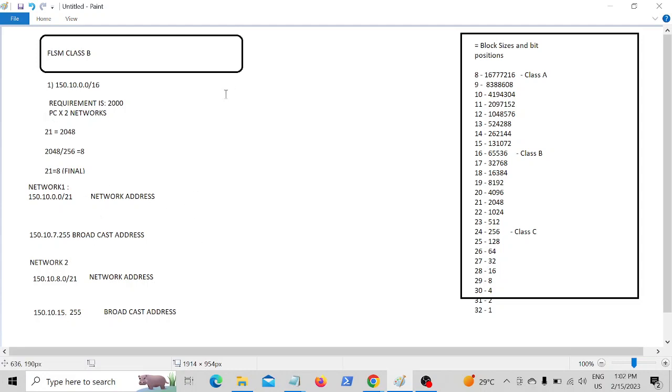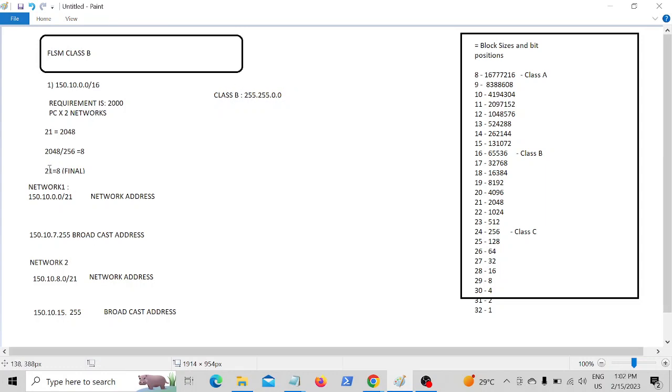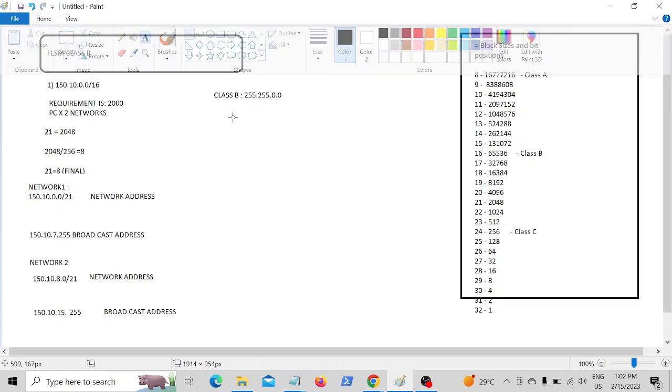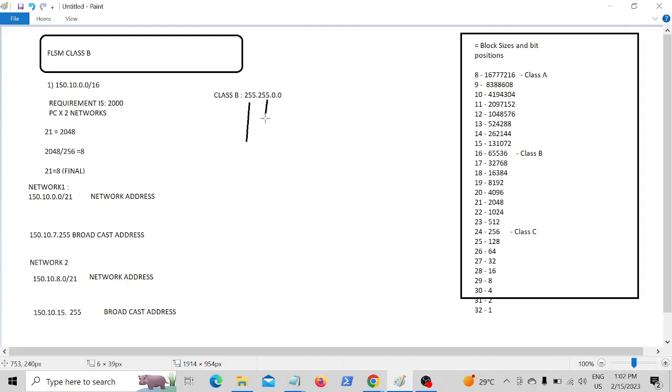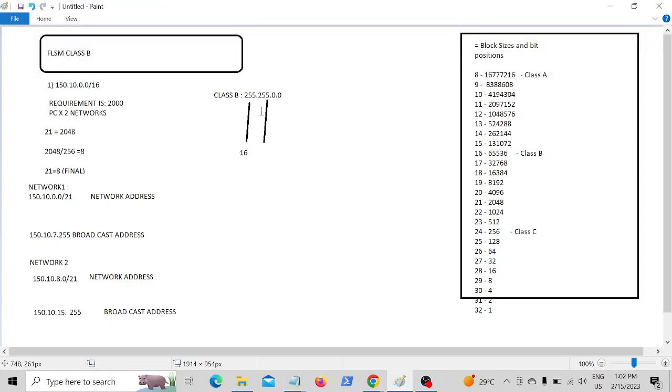Okay, so now for this, what is the class B subnet mask? Class B subnet mask is 255.255.0.0, right? So here our requirement is 21, right? 8 is already reserved, 8 plus 8 is 16. Already we have 16 bits here. So now 21: 17, 18, 19, 20, 21. Still 5 bits are pending for this requirement.